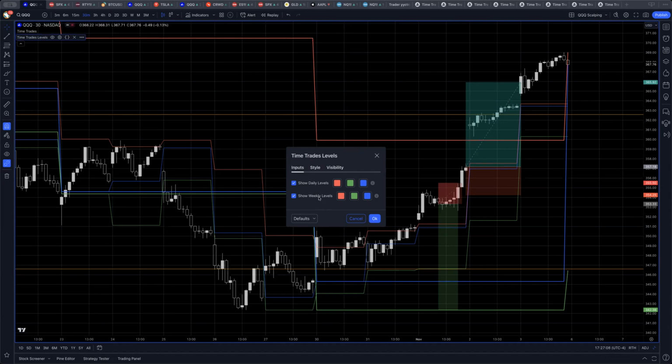on QQQ. All the script does is it carries forward prior day's high, low, and close, as well as the prior week's high, low, and close. That's it. So very simple, very straightforward.